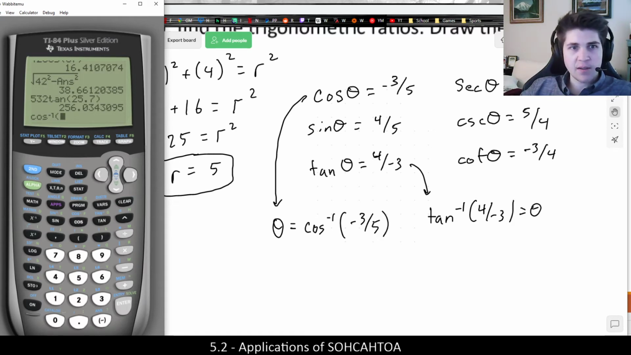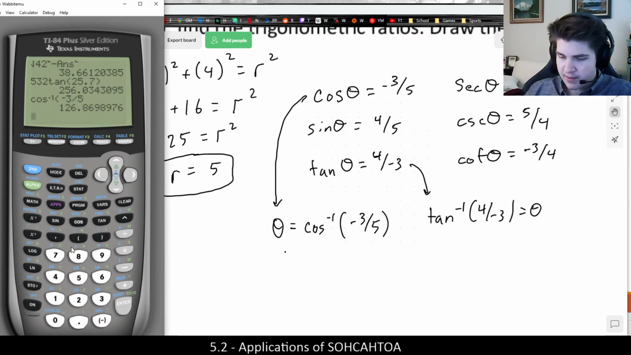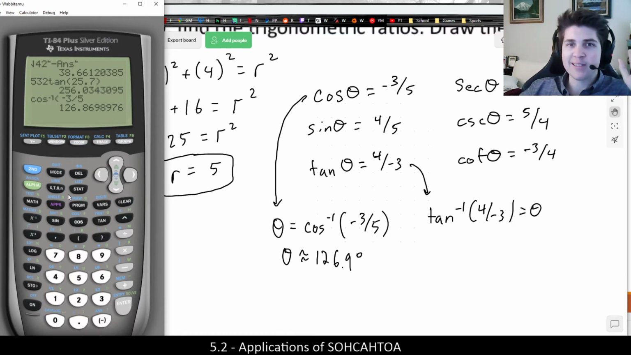But if I do these calculations, the arc cosine of negative 3/5 gives me approximately 126.9 degrees. And that answer seems about right because it's in quadrant 2. So that's why I was saying I would use the arc cosine here, because it's going to give me the right answer. But the arctangent is not going to give me the right answer. It's technically correct, it's just in the wrong quadrant.